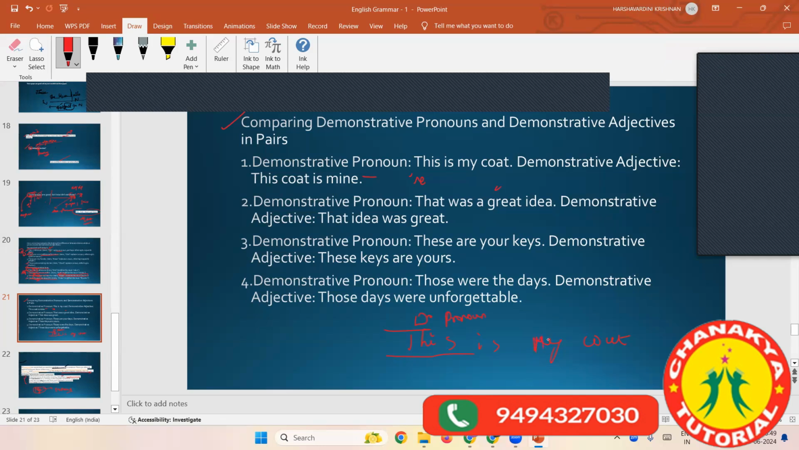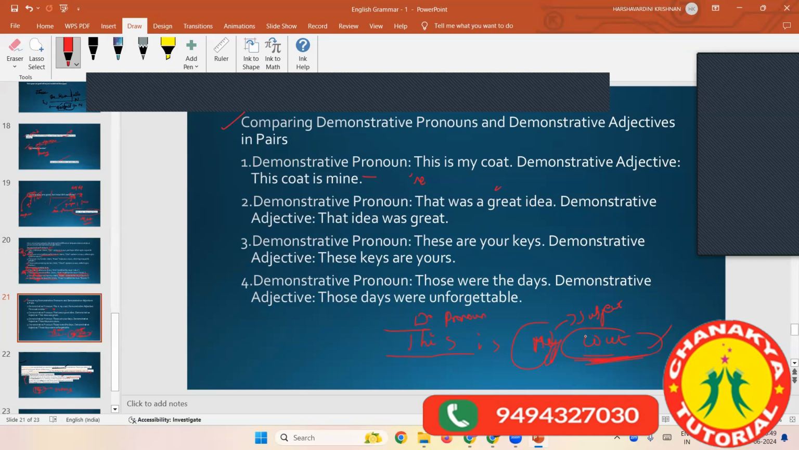This is my coat. Here you should not think like "my" is the subject. In this sentence, we are talking about the coat. We are not talking about my coat. I'm just talking about some coat. Who is the hero of the sentence? The coat is the hero of the sentence. I'm talking about the coat only. In this sentence, I'm not talking about myself. I'm just telling it's my coat.